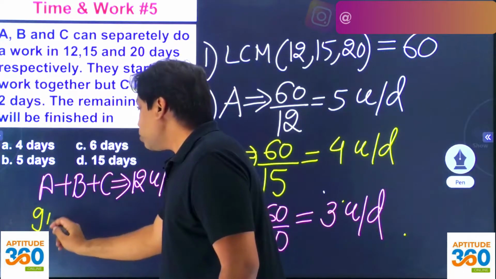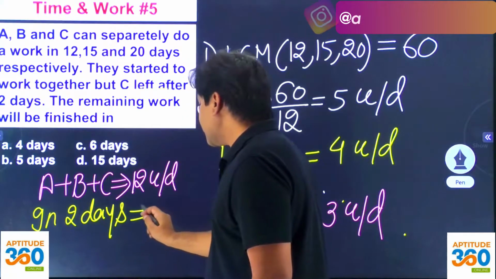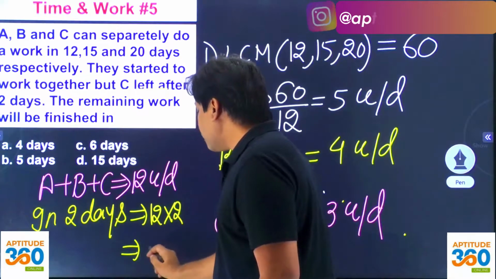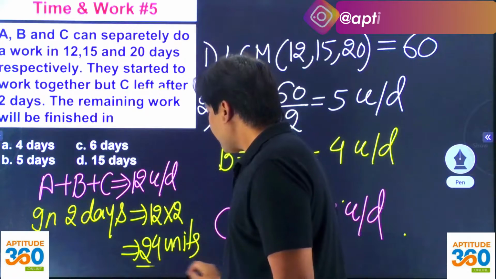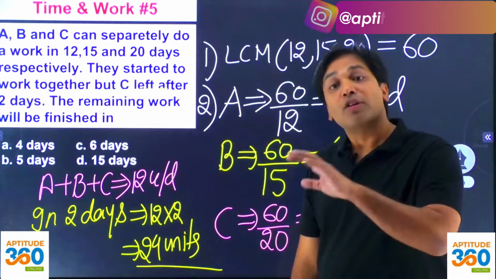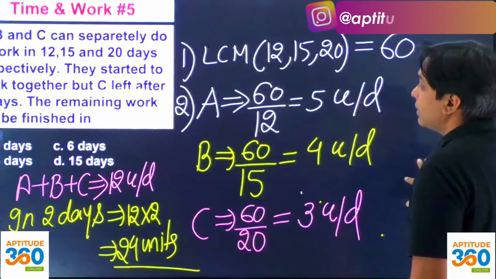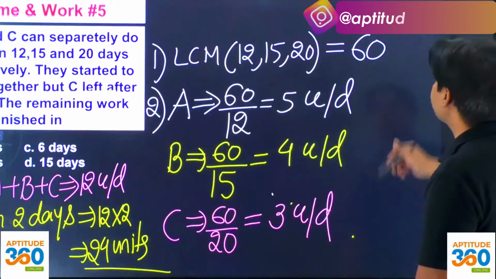So in 2 days they will complete 12 into 2, which is 24 units. So out of 60 units, 24 units have already been completed. Now C is gone. और अगर C चला गया, आप ऐसे देखो ना, और अगर C भाई साहब चले गए तो हुआ क्या यहां पे?